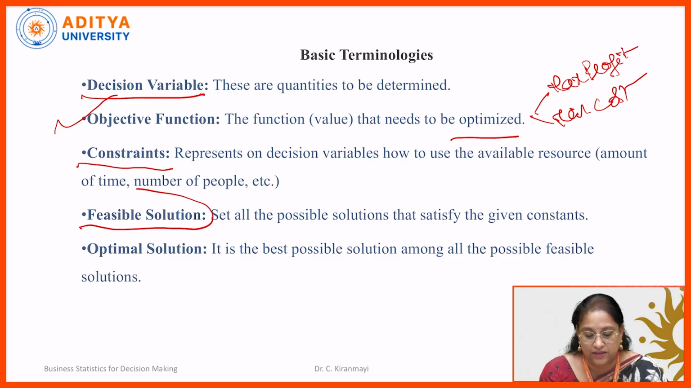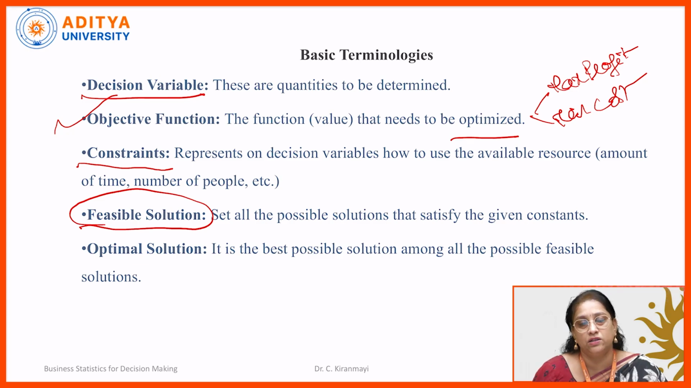And the other one is feasible solution. Every linear programming problem may have only one solution, that is a unique solution, or sometimes it may have multiple solutions. Several solutions also may exist for a linear programming problem. So, the set of all possible solutions of a linear programming problem is called feasible solution. All the possible solutions satisfying the constraints are called the feasible solution.